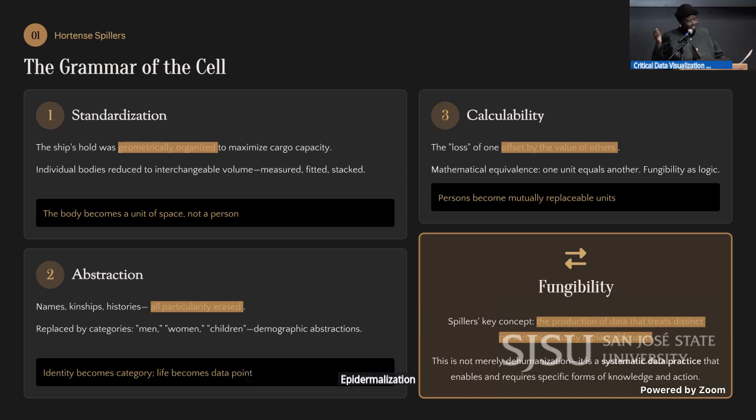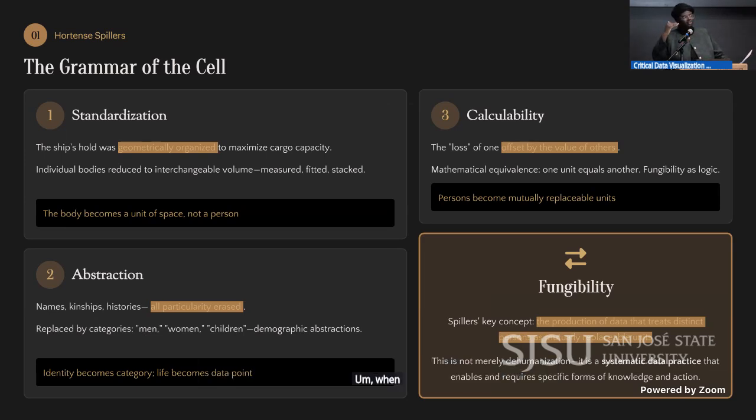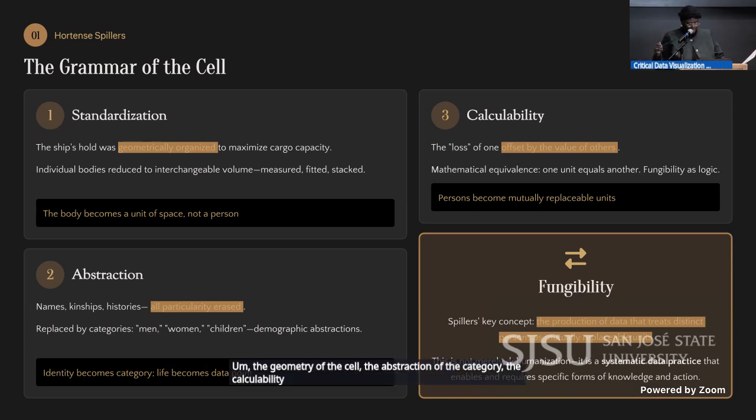Epidermalization is a term that was specifically created and invented by Frantz Fanon to describe when one's value, status, meaning is dedicated to the epidermal, the body, the skin in particular. The geometry of the cell, the abstraction of the category, the calculability of fungibility, all reduced being to the body as measurable, visible, knowable object.